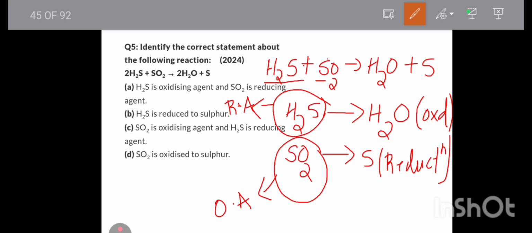H2S is oxidizing agent and SO2 is reducing agent. This is wrong. H2S is our reducing agent because it is undergoing oxidation. So the first option is wrong.